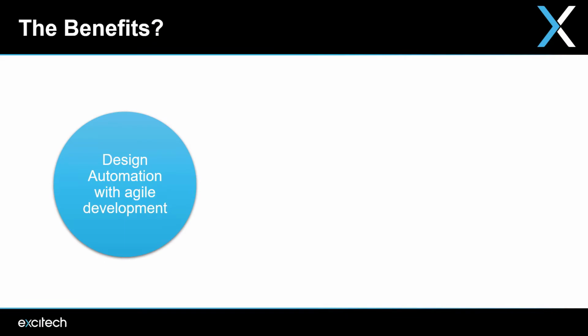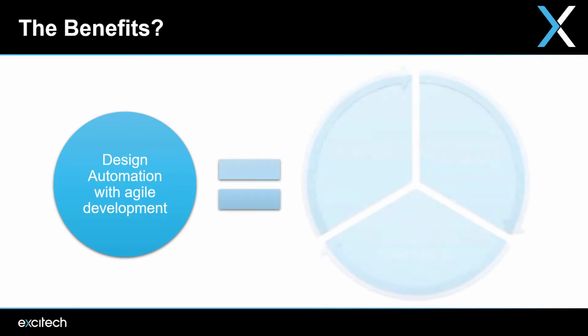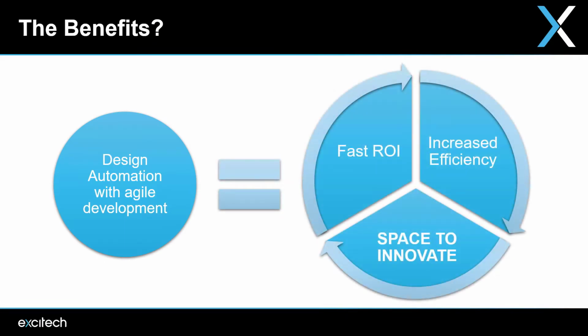Introducing automation through agile development methods gives a quick return, increases efficiency, and gives space and time to focus on innovation.